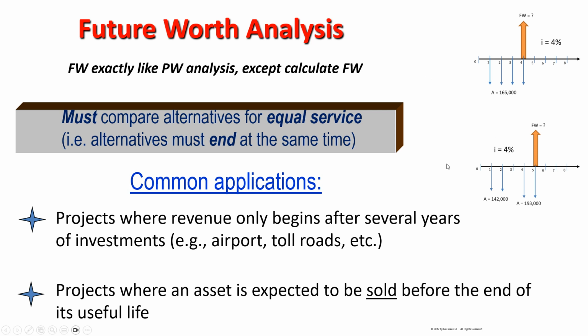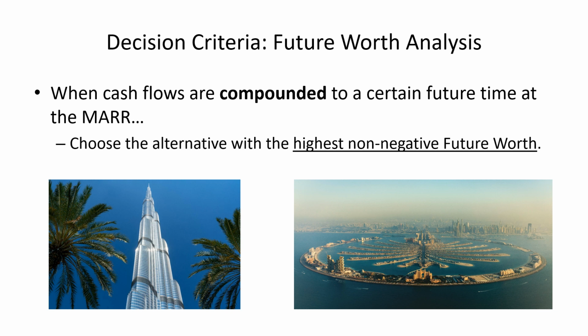Another place where you maybe use future worth analysis is if you're going to be selling something before its useful life is over. So these two illustrations, option A and option B, you couldn't compare them directly because option A, the one on top, covers a 4-year time horizon, and option B, the one underneath, covers a 5-year time horizon. So we would need to either use least common multiples, contract services, or early termination to make them cover the same study period before we could compare them.